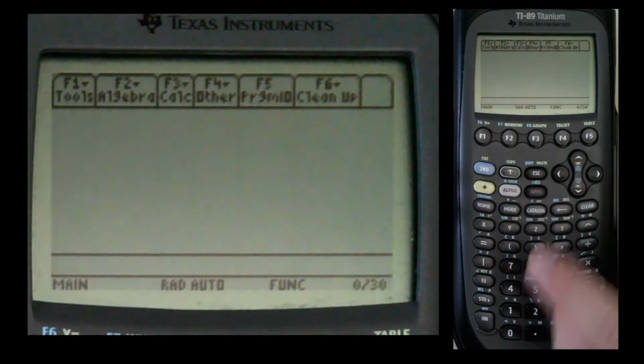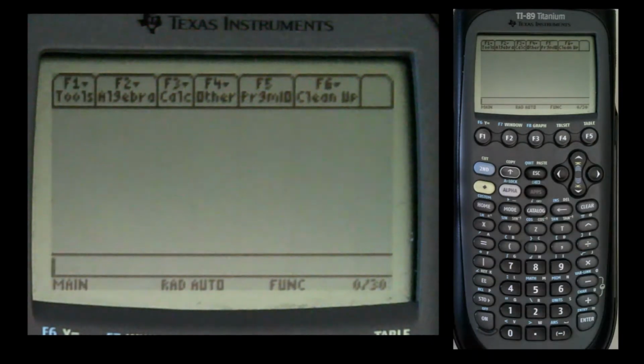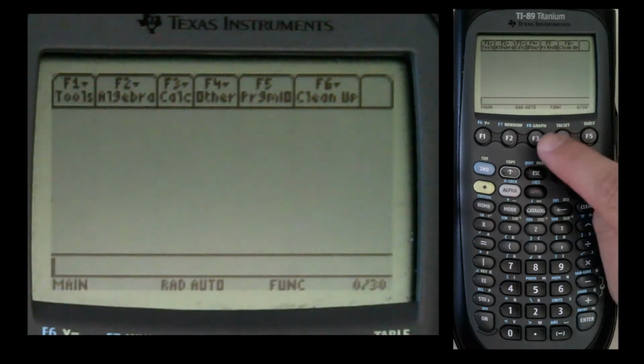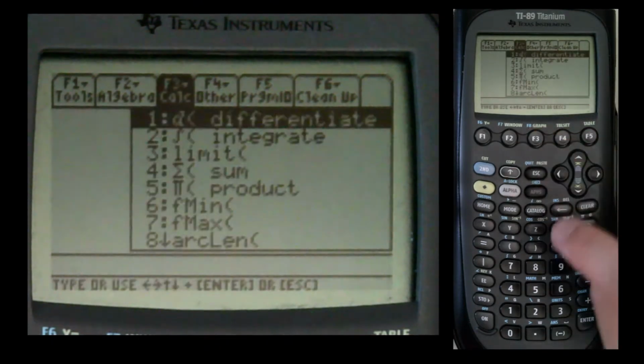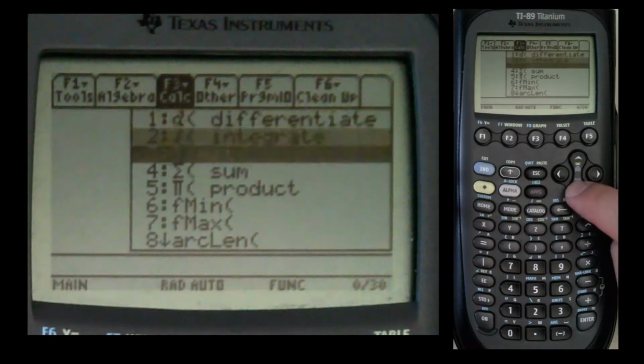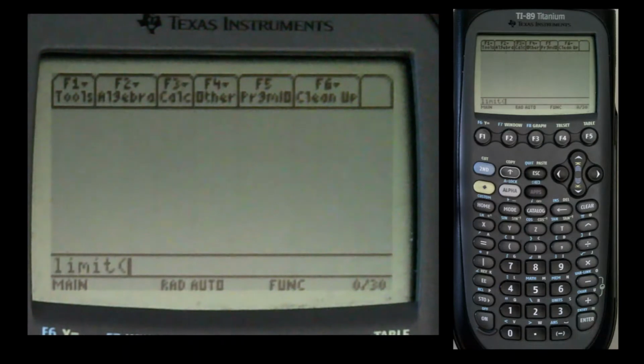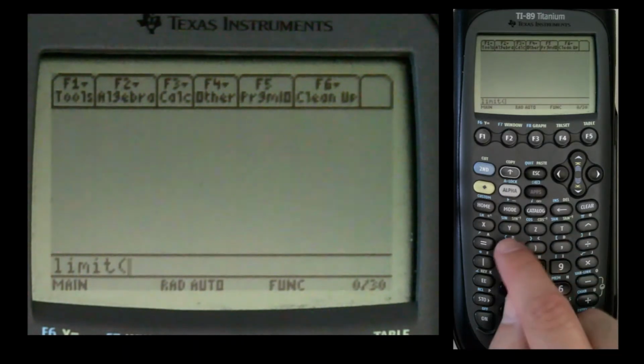You might notice at the top there are some menus. We talked about the algebra one in the previous video. Let's look at the calculus menu in this video. So when you hit F3, you can see that you can move down here to number 3. You could also type number 3, hit enter, and that's going to bring up our limit. And then we need to put in our function.